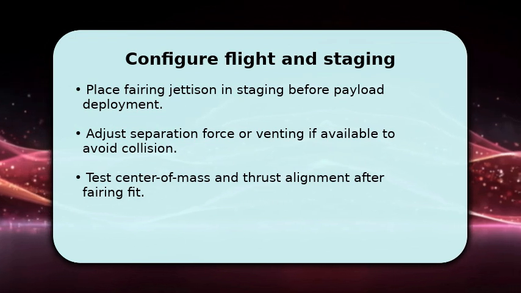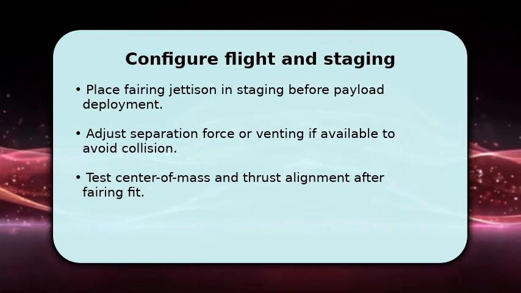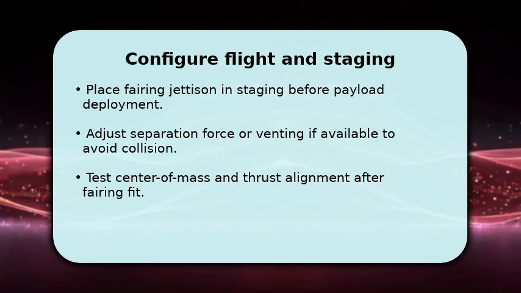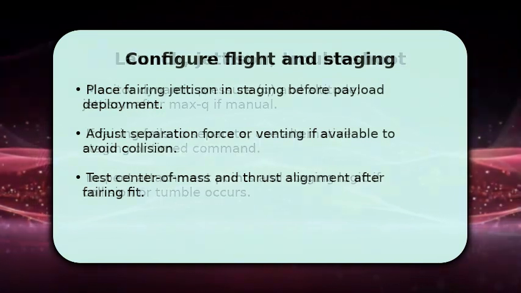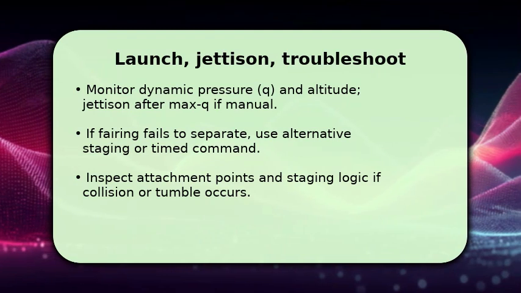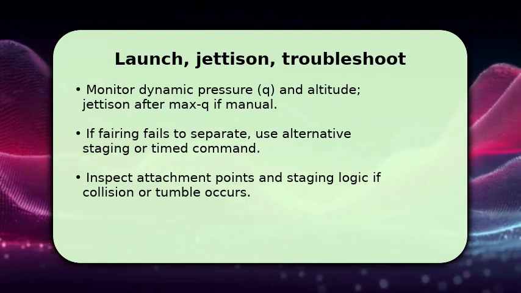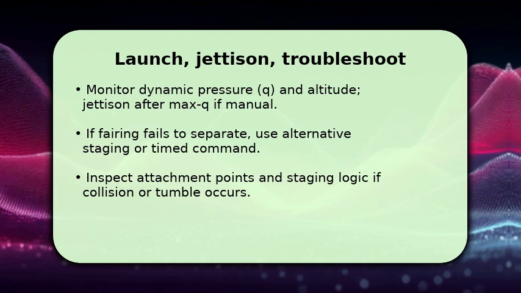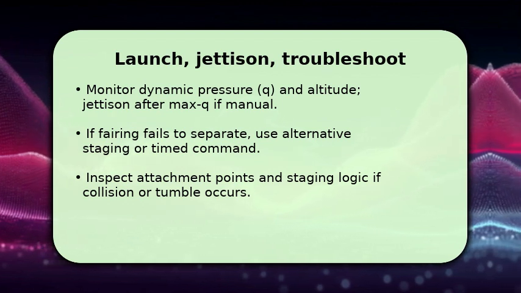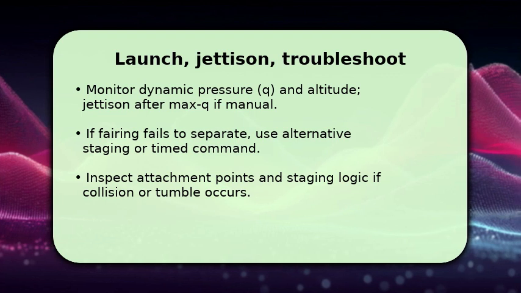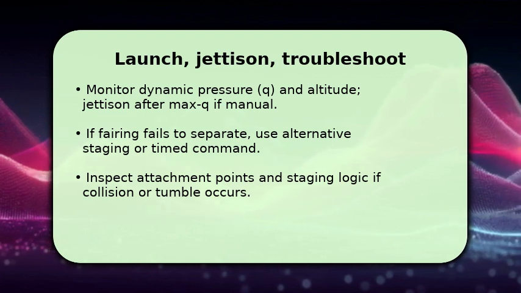Fairings shift drag and stability, so ensure thrust vectoring and control authority can handle the changed aerodynamics. During ascent, watch dynamic pressure and altitude and trigger jettison after max skew or at your chosen trigger to minimize structural stress. If separation fails, activate a backup stage or timed command immediately to avoid carrying extra mass into orbit.